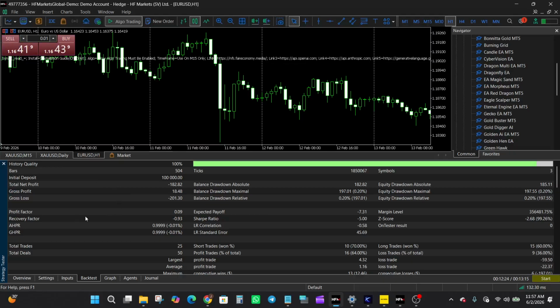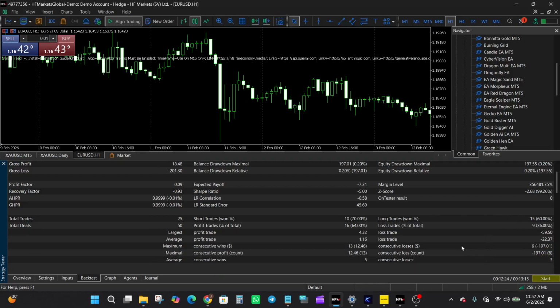Over the past month, the total trades taken were 25, and short trades were 10 with a 70% win rate. Long trades were 15 with a 60% win rate. The largest profit was 4.32, largest loss was 59.5. The average profit was 1.16, and average loss was 22.37.